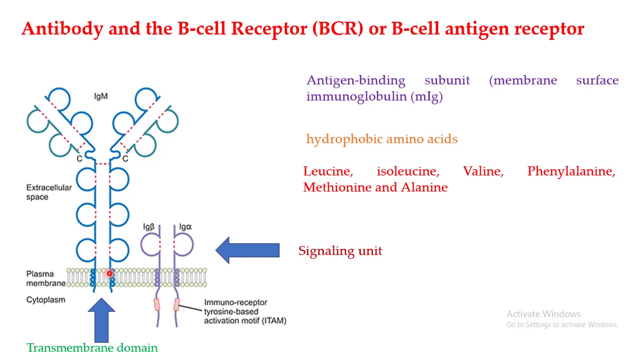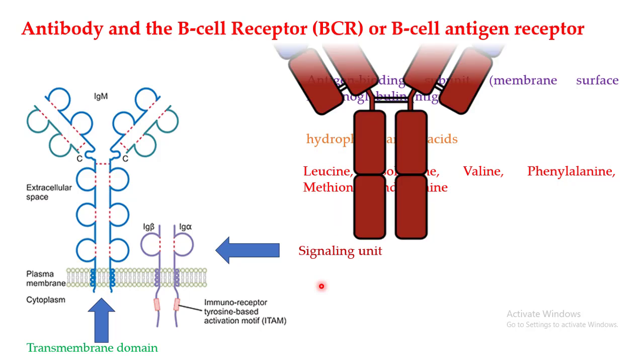So this is one of the major differences between the B cell receptor and the secreted antibody: in the secreted antibody, as this is not present, they will not be able to get stuck in the plasma membrane. Therefore, they will be secreted. And the B cell receptor, as they have got this transmembrane domain, is going to be stuck in the plasma membrane. And of course, when we talk about the secreted antibody, there would be no presence of the signaling unit.